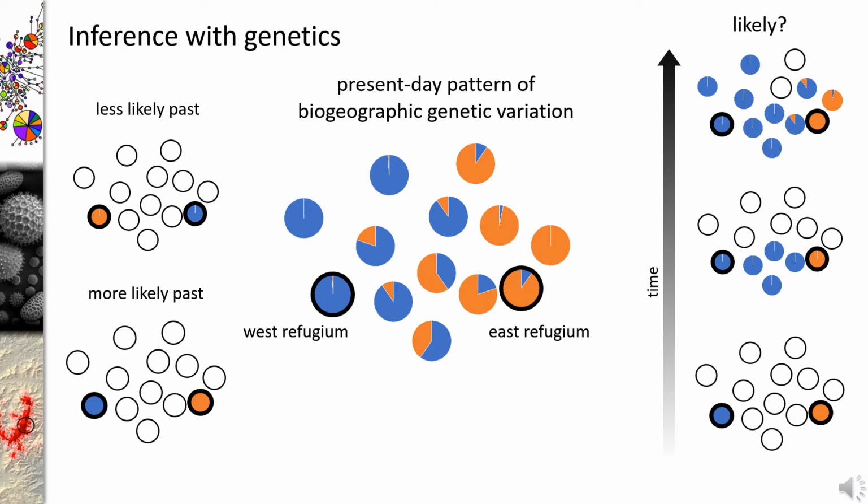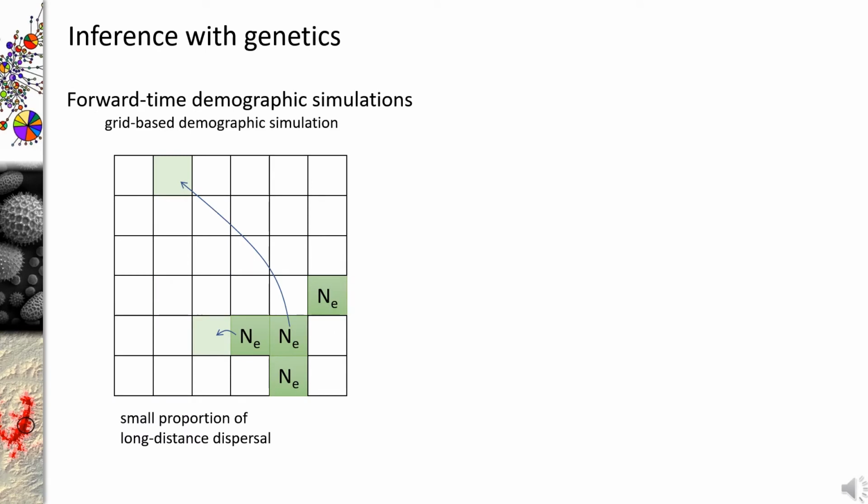For example, we might posit that the species began to expand from the western blue refuge and then later from the orange eastern refuge. But how do you assign a likelihood to this compared to all the other trajectories that you could think of? To do that, we employ approximate Bayesian computation, and this is how that proceeds. First, we begin with a cell-based demographic simulation where the species starts out in a refugium with population N sub b, or effective population size.